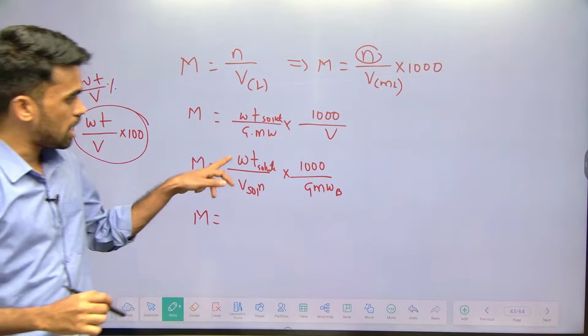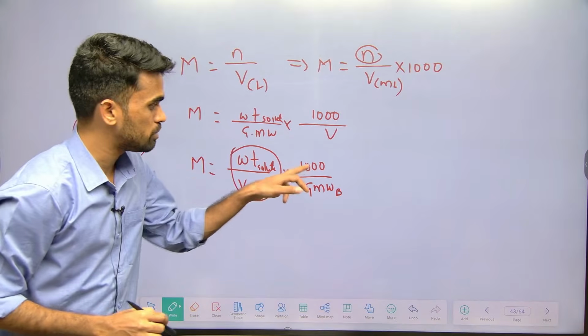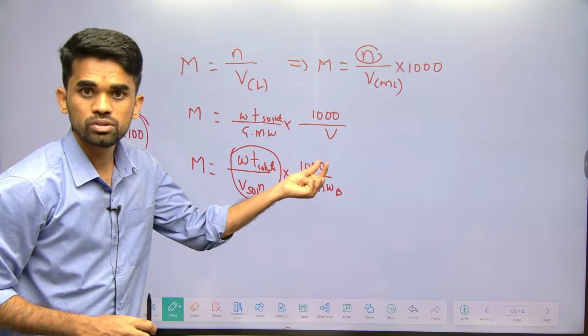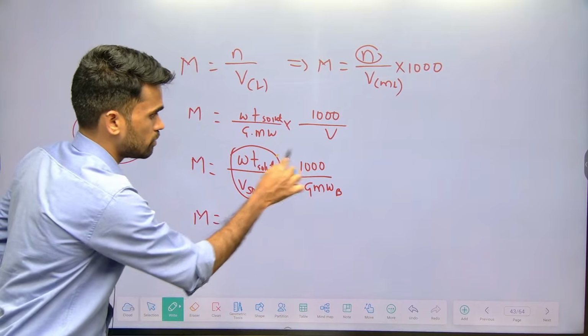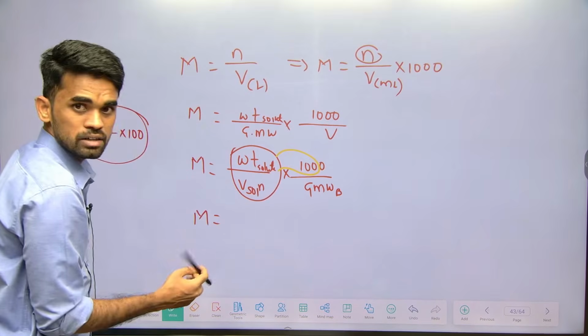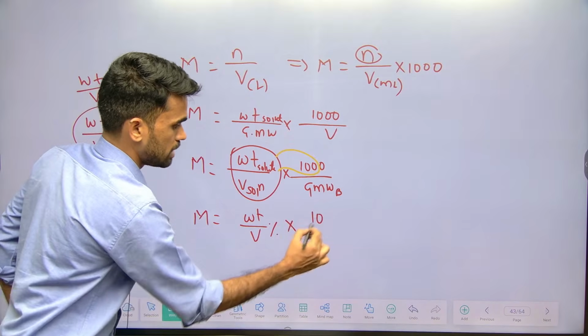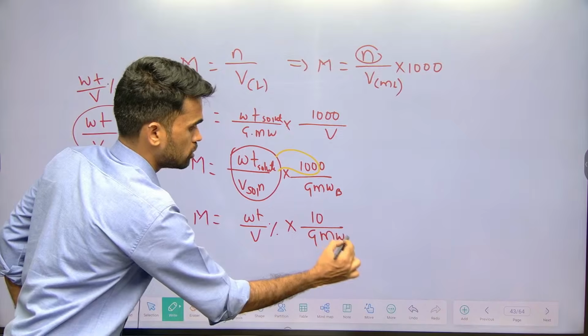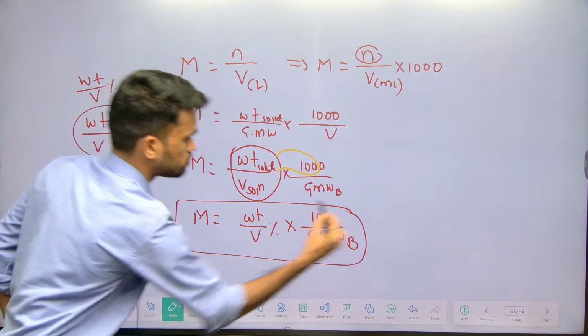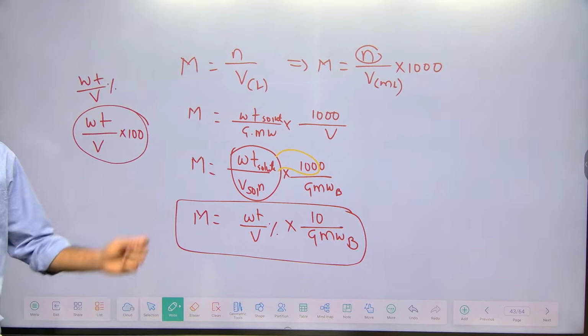Wherever I have this multiplied with 1000, what can I write? 100 into 10. So what can I make it? Weight by volume percentage into 10 by GMW of solute gives you molarity. Is this clear up to here?